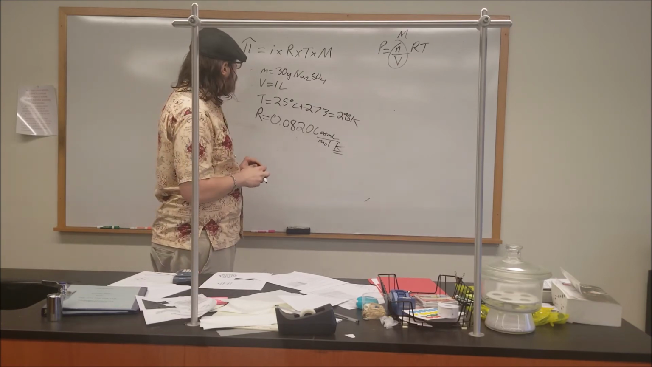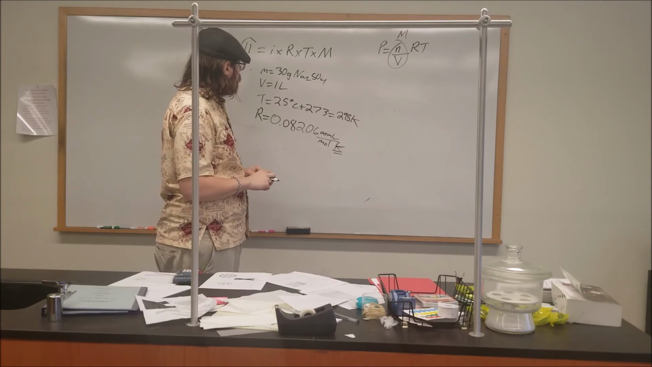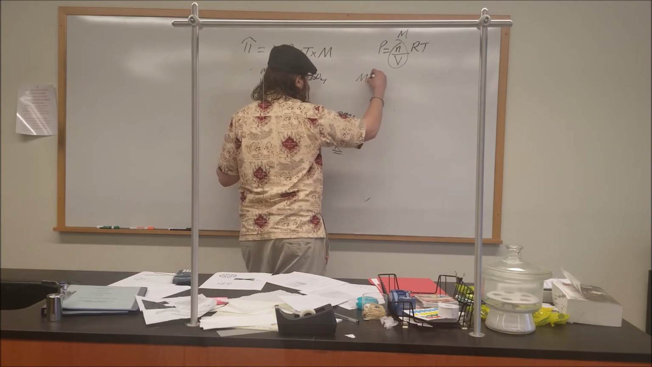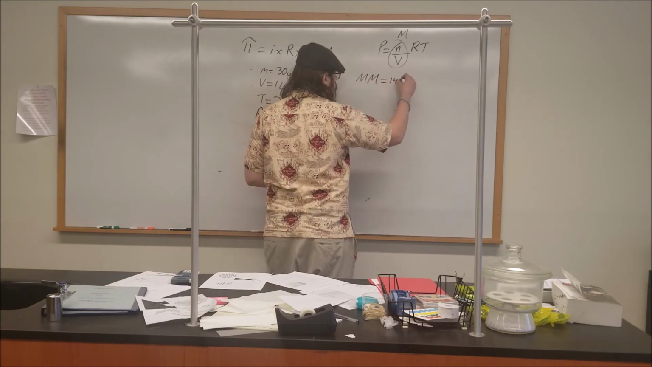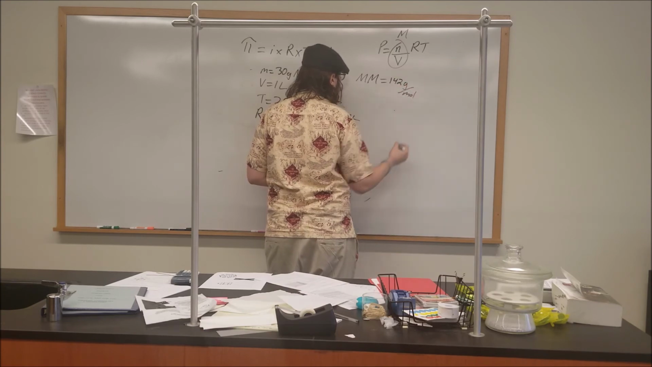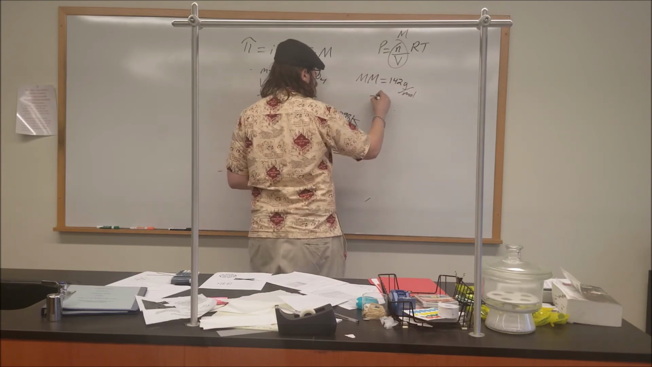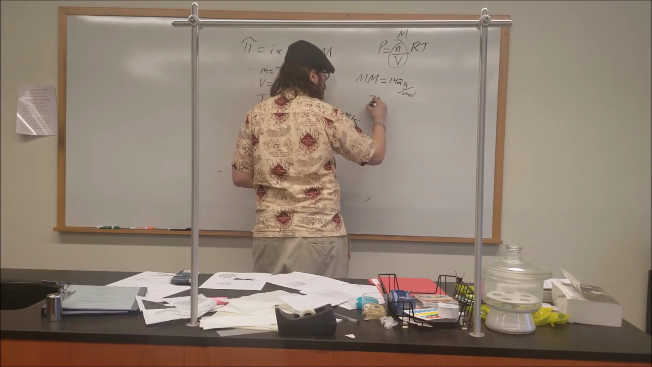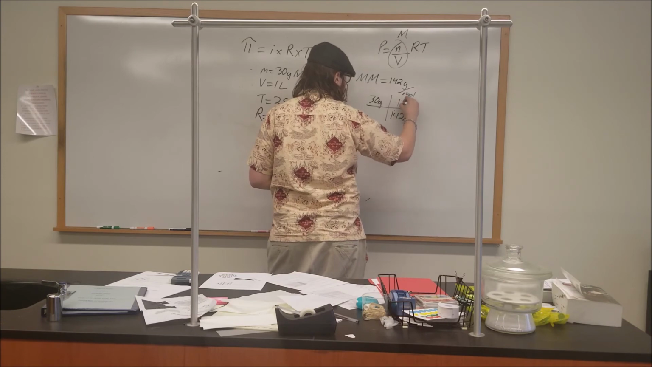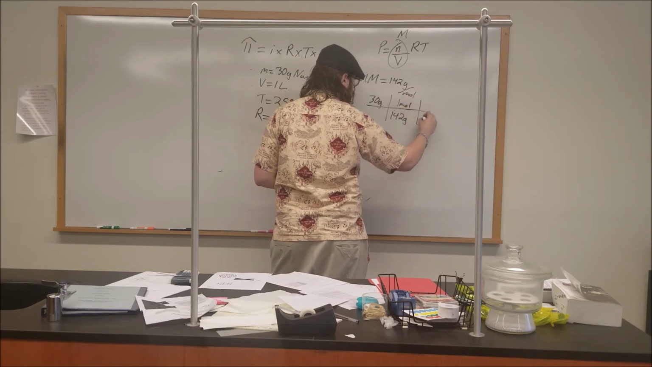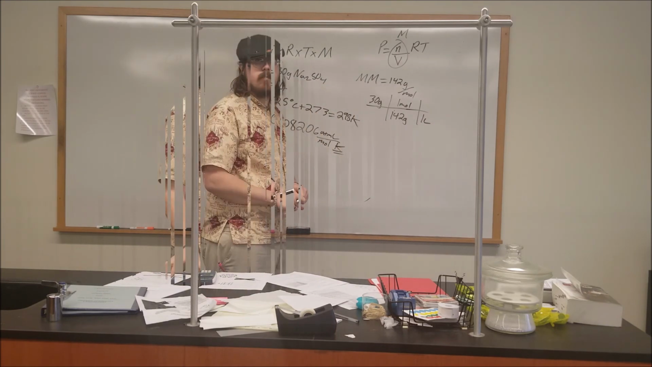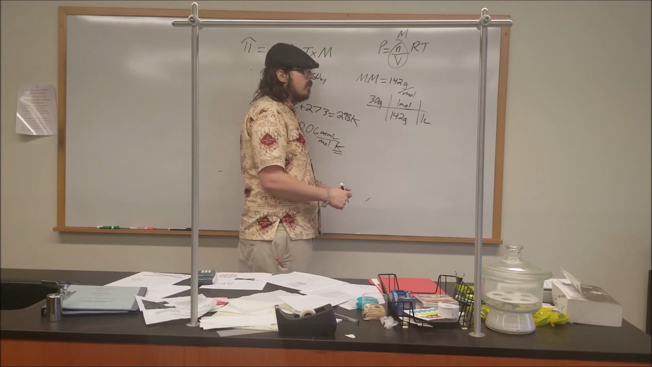Molarity: 30 grams of sodium sulfate. Sodium sulfate has a molar mass of 142 grams per mole. So 30 grams times 1 mole per 142 grams, in 1 liter, gives us a molarity of 0.211.